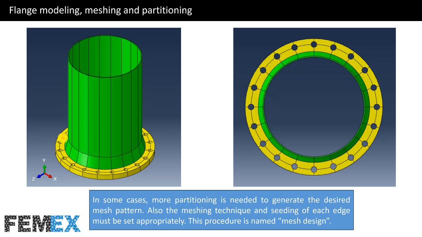In some cases, more partitioning is needed to generate the desired mesh pattern. Also, the meshing technique and seeding of each edge must be set appropriately. This procedure is named mesh design. Actually, to implement your desired mesh pattern, you must do several settings. You must do an appropriate number of partitionings, and you must assign an appropriate meshing technique and an appropriate meshing algorithm to each region, and also you must define an appropriate number of seeds on each edge.